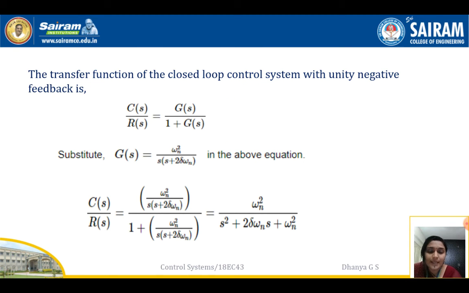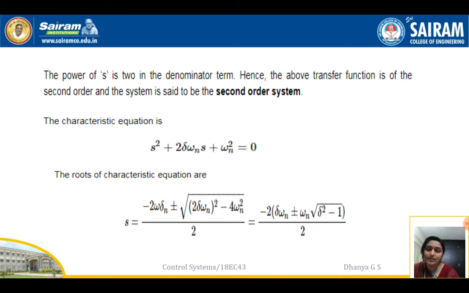Here you can see, as we have discussed already about the order, if the denominator polynomial is of power 2, then we can consider it as second order. You can see over here the power of s is 2 in the denominator term, hence the above transfer function is of second order and the system is said to be second order system.